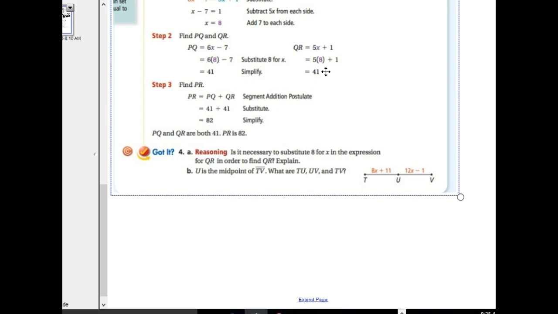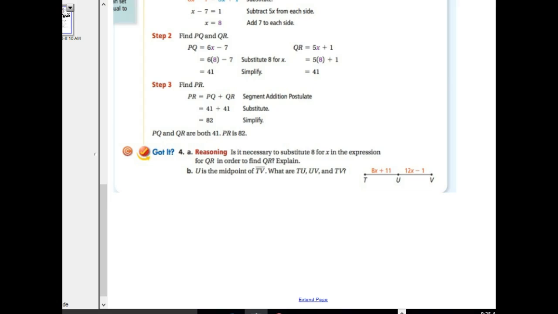And then B, U is the midpoint of TV, so it wants to know what TU is, which is this section right here. It wants to know what UV is, which is this section right here. And then, of course, it wants to know what the whole length is. Now, in order to do that, we're going to do exactly what we did before. Because it told us that U was the midpoint, that means that 8x plus 11 is equal to 12x minus 1.